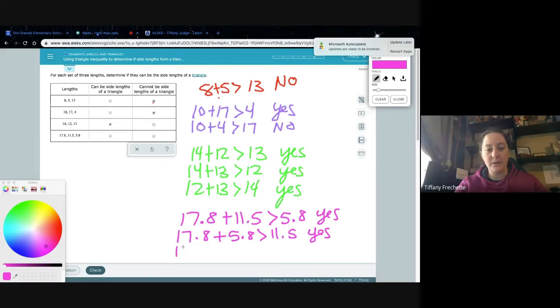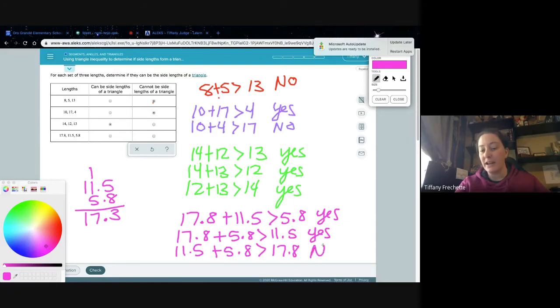And then I'm going to do 11.5 plus 5.8 is greater than 17.8. So this one I may have to actually add because 5 plus 11, that's only 16. So you might want to actually write this one off to the side. So I have 13, and then I have 5, 6, 7, and 1, and I want to bring this down. 17.3 is not bigger than 17.8. So this is another no.